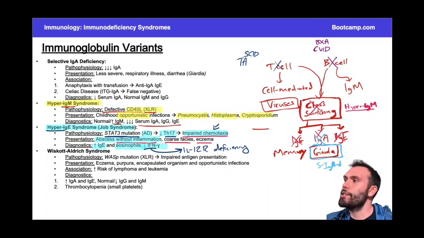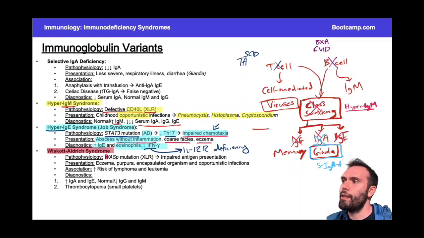Now, the last one on here is going to be Wiskott-Aldrich syndrome. This disease in particular, we'll talk more about when we talk about the hematology oncology section, because there's an involvement of the platelets. But when we're just comparing some of these different diseases, this one comes up because it can be easily confused for some of the other ones on here.